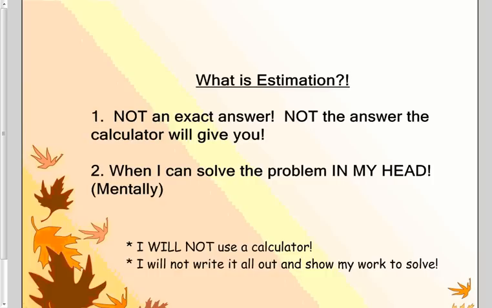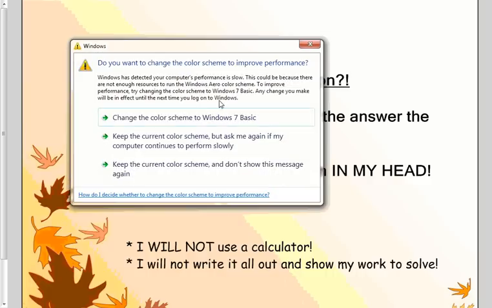Number two, I can solve the problem in my head, or mentally. So if you need to use a calculator to solve a problem, or you need to write it out and show all your work, you are not using estimation. So just have that as a mental checklist in your head as you estimate today. And if you start to feel like you're needing a calculator or showing your work on paper, then just ask yourself, am I estimating or am I trying to do something else?